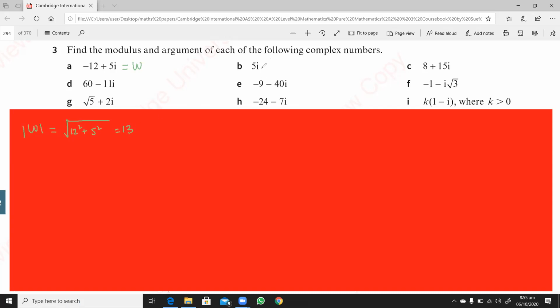Okay, you find the modulus of 5 iota. You see that for 5 iota, there is no need to use any formula here. It's 1, 2, 3, 4, 5, so its distance from the origin is already 5. Even if you write it as 0 plus 5 iota, the modulus of Z would be the square root of 0 square plus 5 square. So that will be 5.